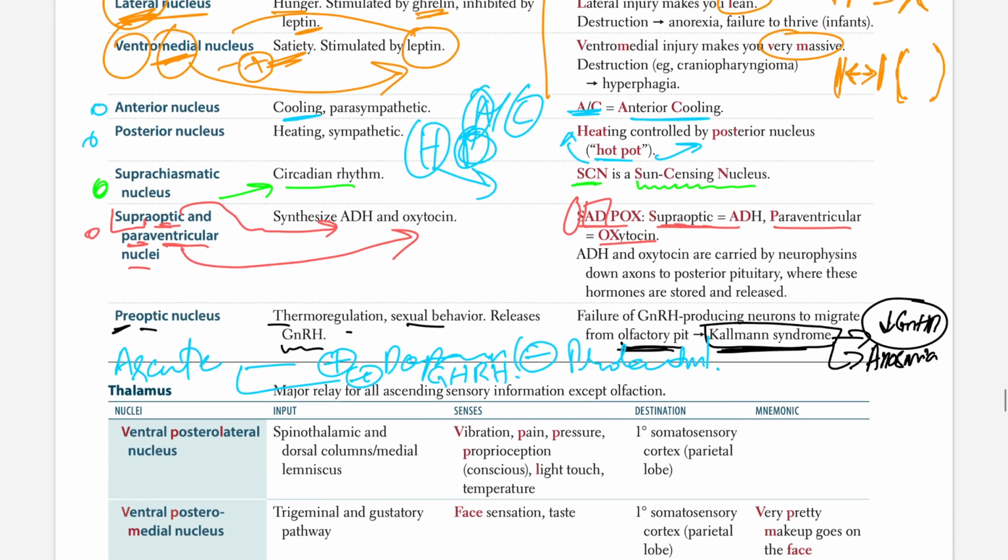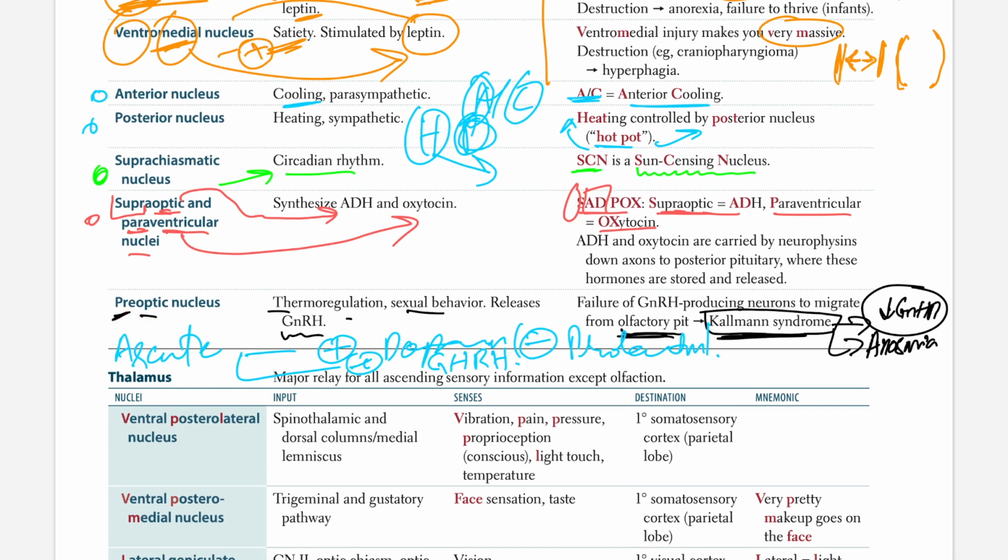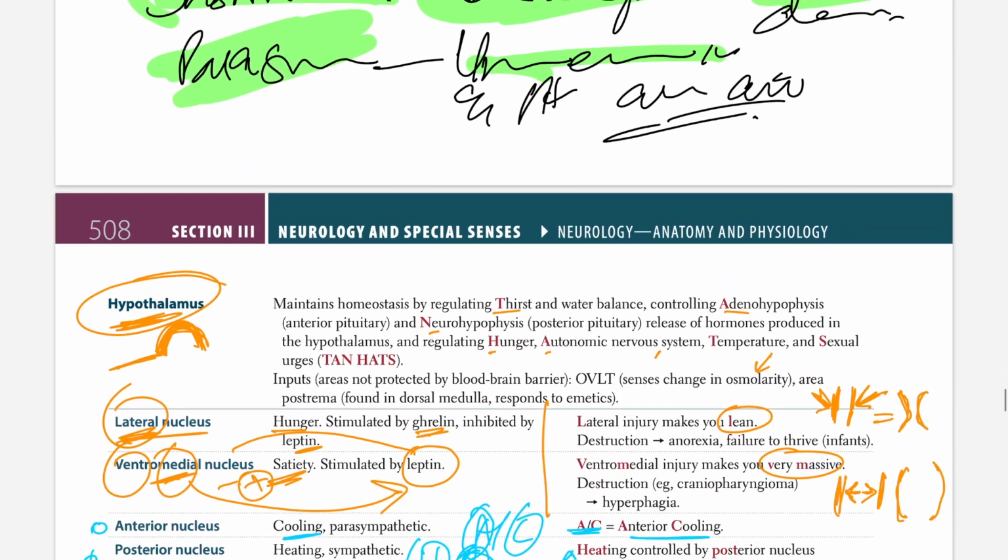Then you have the preoptic. It is for thermoregulation, sexual behavior, and GnRH release. Failure of the GnRH producing cells to migrate is known as Kallmann syndrome. Arcuate nucleus secretes dopamine, which inhibits prolactin, and GHRH. And that is all for hypothalamus.